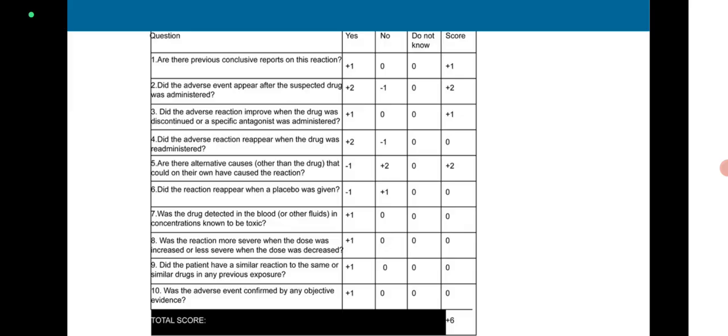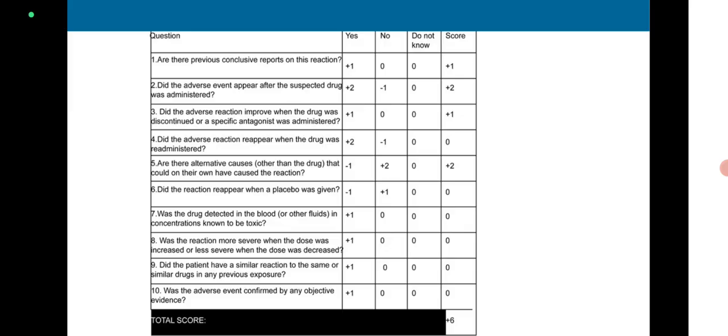Next question: are there alternative causes, other than the drug, that could on their own have caused the reaction? If the answer is yes, we put -1 mark. If the answer is no, we put +2 marks, and if we don't know the answer, we put 0 marks.